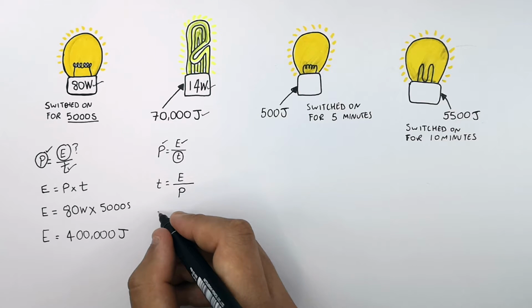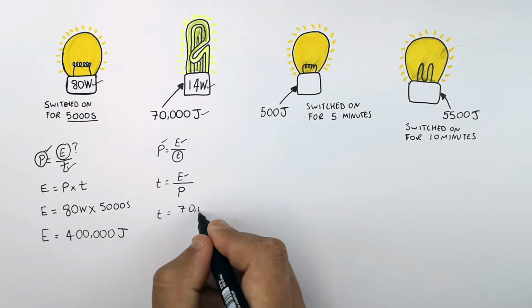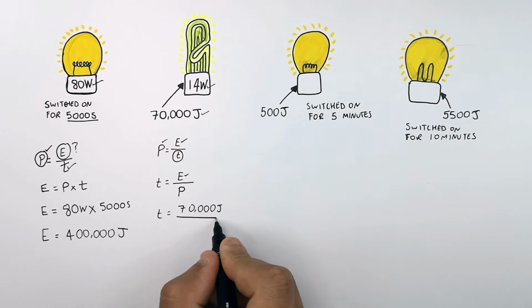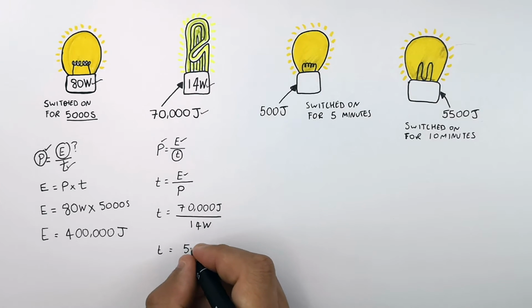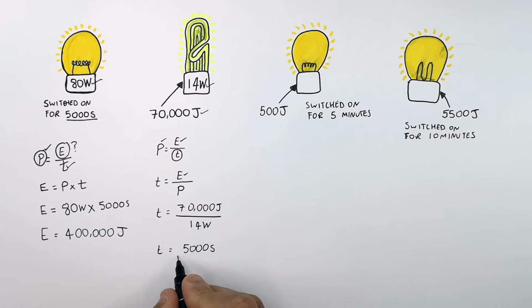So T equals energy transferred into the light bulb divided by P, the power of the light bulb. So now you can substitute in the numbers. T equals 70,000 joules divided by 14 watts. This gives you the time the light bulb was switched on for, which is 5,000 seconds. So this light bulb was on for 5,000 seconds.